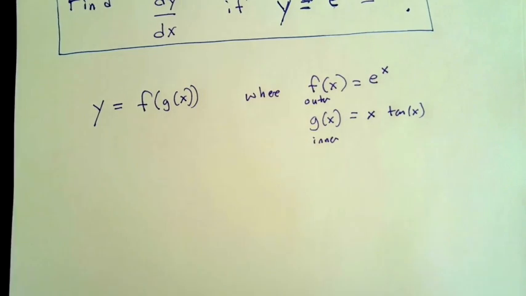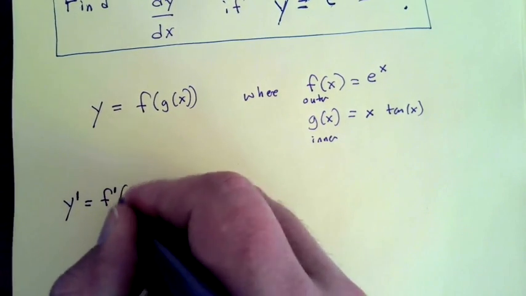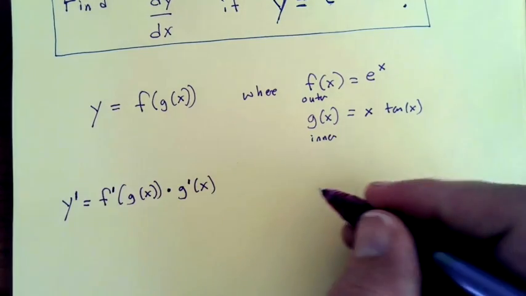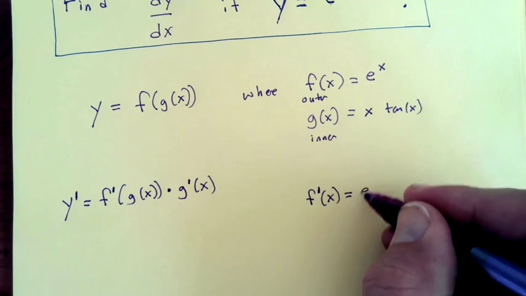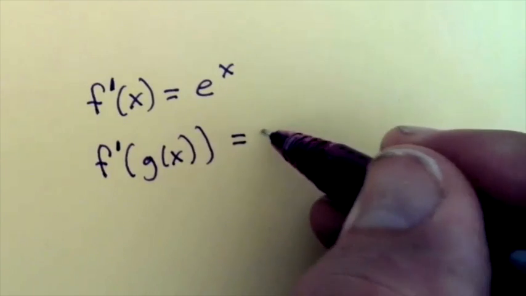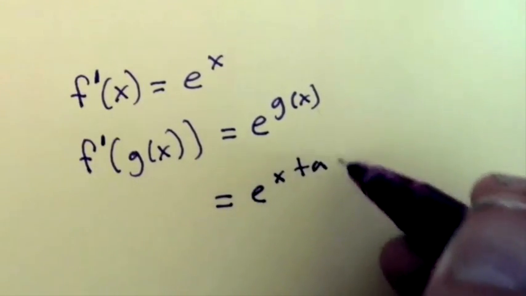Now the chain rule pattern says that y prime will be equal to f prime of g of x times g prime of x. So I'm going to need f prime of x, which we know is just e to the x. And I'm also going to need f prime of g of x, which is e to the g of x, which is e to the x tan x.